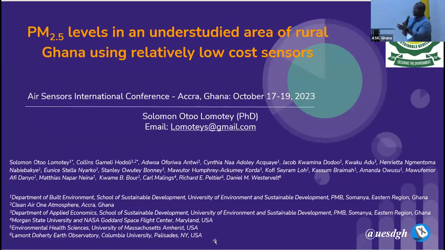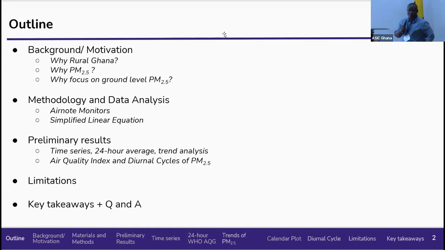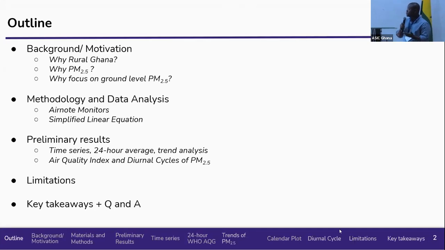Well, the outline of our presentation, we'll talk a little bit about background, especially the motivation of this research that is still ongoing, and then why the focus on using PM 2.5. I think a lot of people have presented on PM 2.5, so I will not speak much about it. I think basically everybody is aware of it. Talk a little bit about the methodology and data analysis that we employed, and show some preliminary results from the sensor that we have recently, and then some limitations and take-home questions.